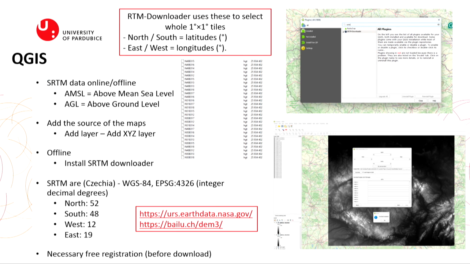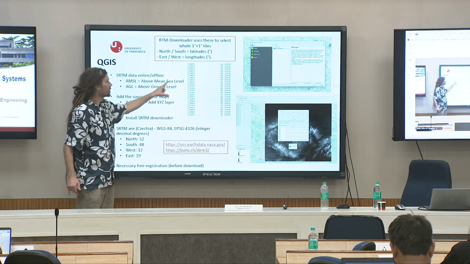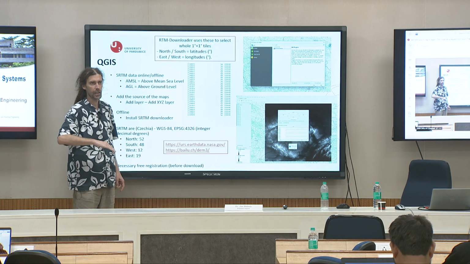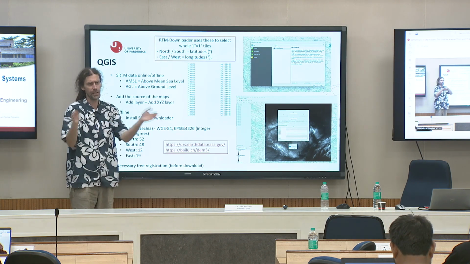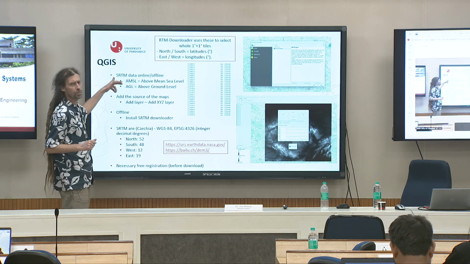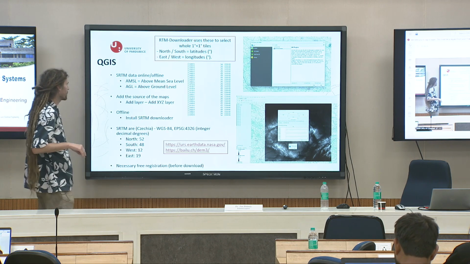We have above mean sea level or above ground level, because usually we use this one, but there exist two types, ground level and sea level. Usually sea level is 0, of course, so we use this one. But it could be even two different types of data, and there will be little differences.